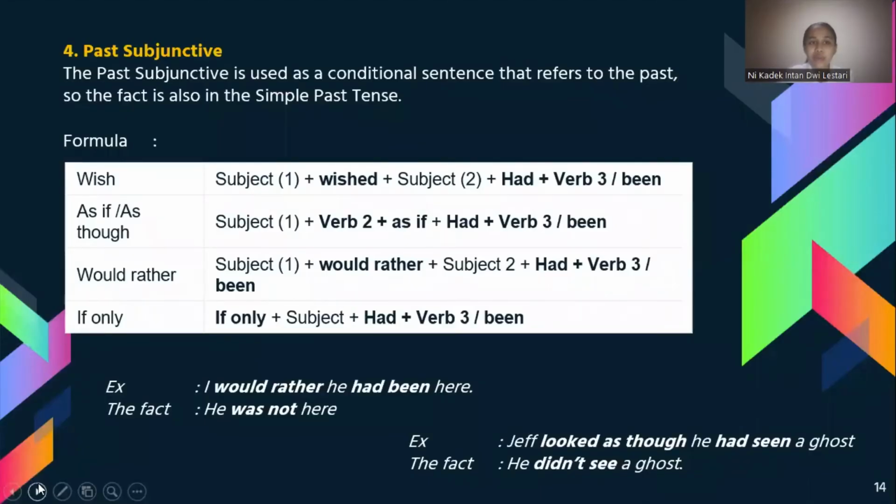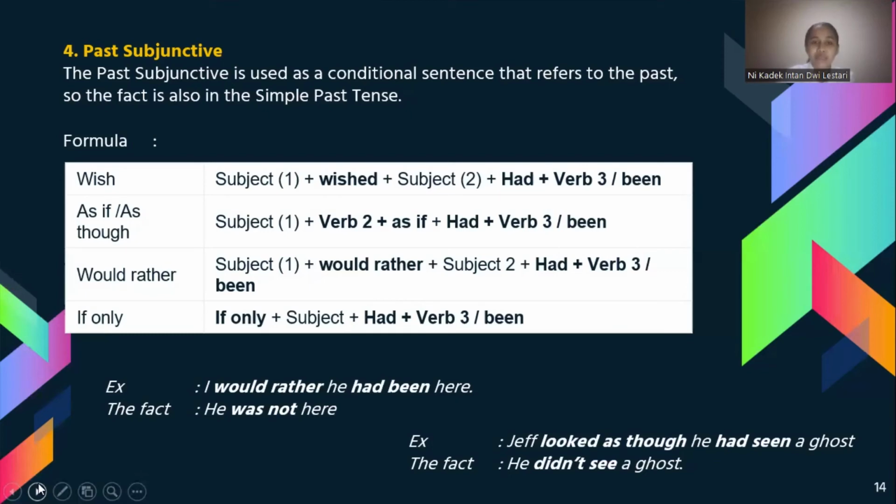Okay, the last one is past subjunctive. The past subjunctive is used as a conditional sentence that refers to the past. So the fact is also in the simple past tense. There are different formulas if you use different words. If you use the word wish, the formula is subject plus wish plus subject two plus had plus verb 3 or been.